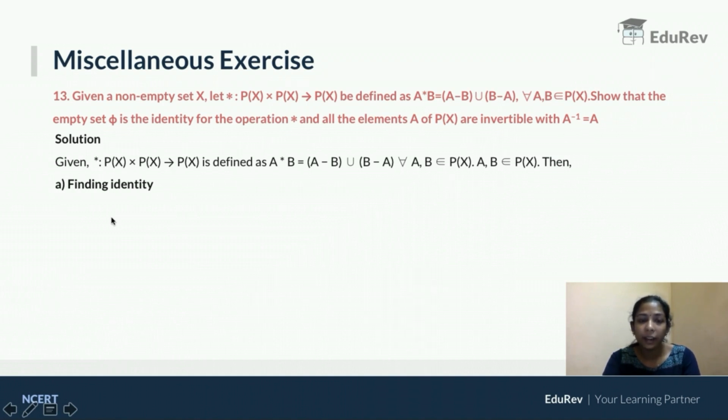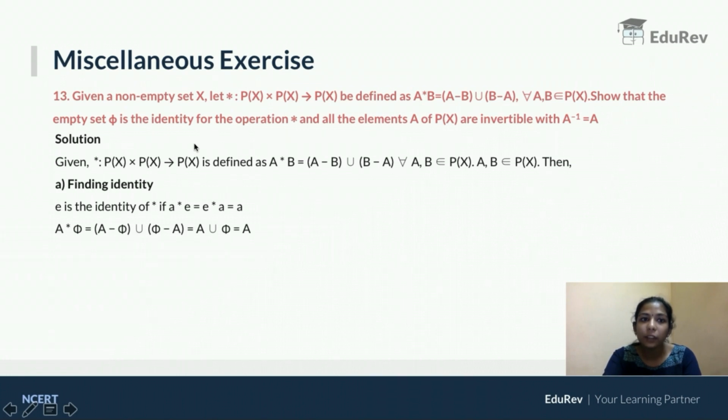So first we are trying to find the identity. What is the condition for identity? If you take any operation star, A star E should be equal to E star A should be equal to A, and E should belong to the given set. I am doing the operation A star phi, the null set, because they were anyway asking us to prove this as the identity element. If it is supposed to be the identity element, it should satisfy this condition.